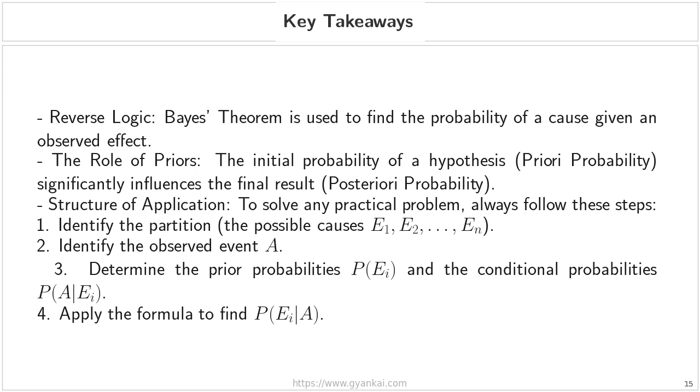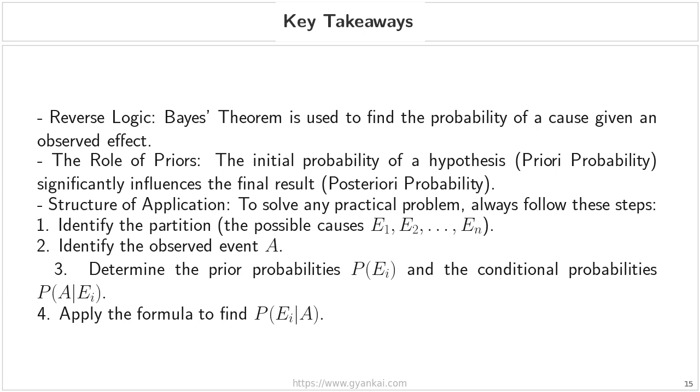Finally, let's look at a structured approach for your future problems. To avoid the common mistakes we discussed in the previous slide, I want you to follow this consistent 4-step framework whenever you face a practical application. Step 1. Identify the partition. This means clearly defining all the possible mutually exclusive causes, which we can label as E1, E2, and so on up to En. Step 2. Identify the observed event, which we will call A. This is the evidence or the result you have actually seen.